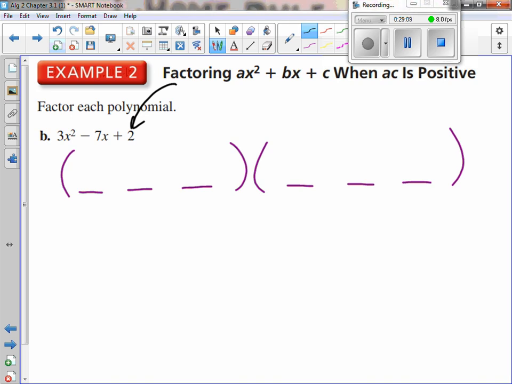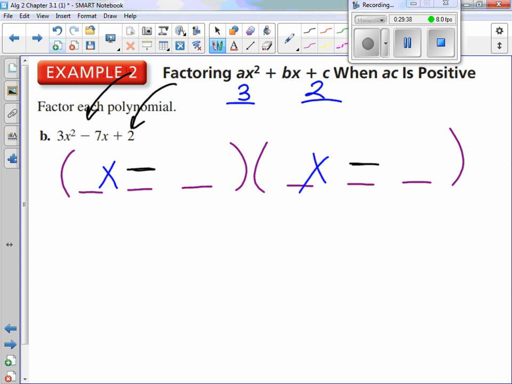Positive. If the constant term is positive, the signs are the same and they match the sign of the middle term. What's the sign of the middle term? So our signs would be negative and negative. They're both going to be negative, because if the constant term is positive, the signs are the same and they match the sign of the middle term. Well, 3 and 2. And what are we going to have here? X and x, because that's the only way we get x squared is with x and x.